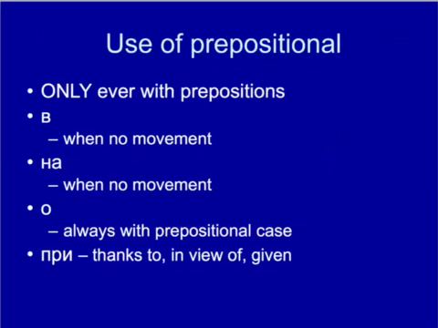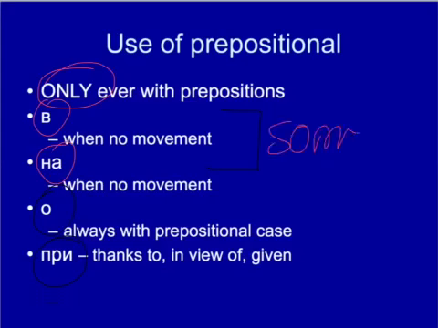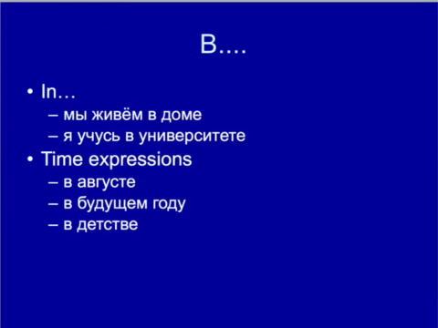So when do you use a prepositional case? You only ever use it when it is with a preposition. However, not all prepositions take it. So the ones that do are v, na, o, and pri. I've highlighted v and na in red because these only sometimes take the prepositional case, and it's only when there's no movement involved. Here are some examples for you. See if you can work out what they mean.